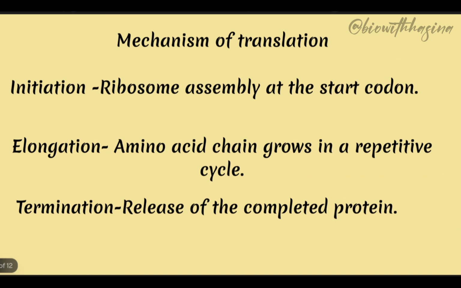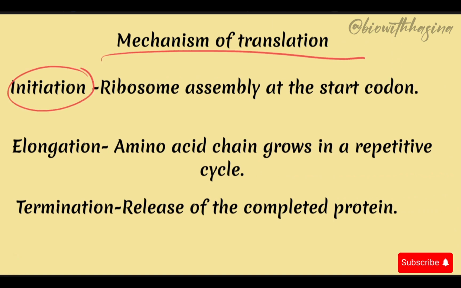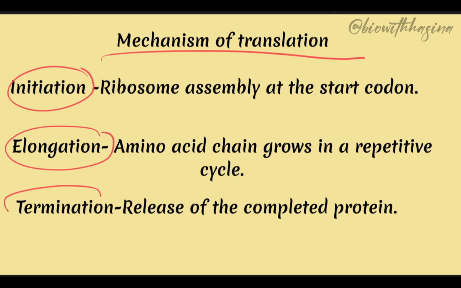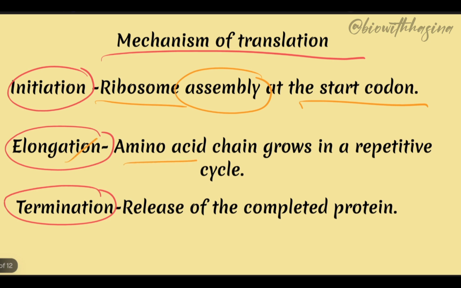Mainly our translation is divided into 3 main stages. We have initiation, elongation, and termination. Talking about initiation, the ribosome is going to assemble at the start codon, means it is going to come and attach at your start codon, or the start region of your mRNA. In elongation, the amino acid side chain is going to grow. How it is going to grow, we are going to see in the further slides with beautiful diagrams. And in termination, the complete protein that has been formed in this translation process is going to get released.